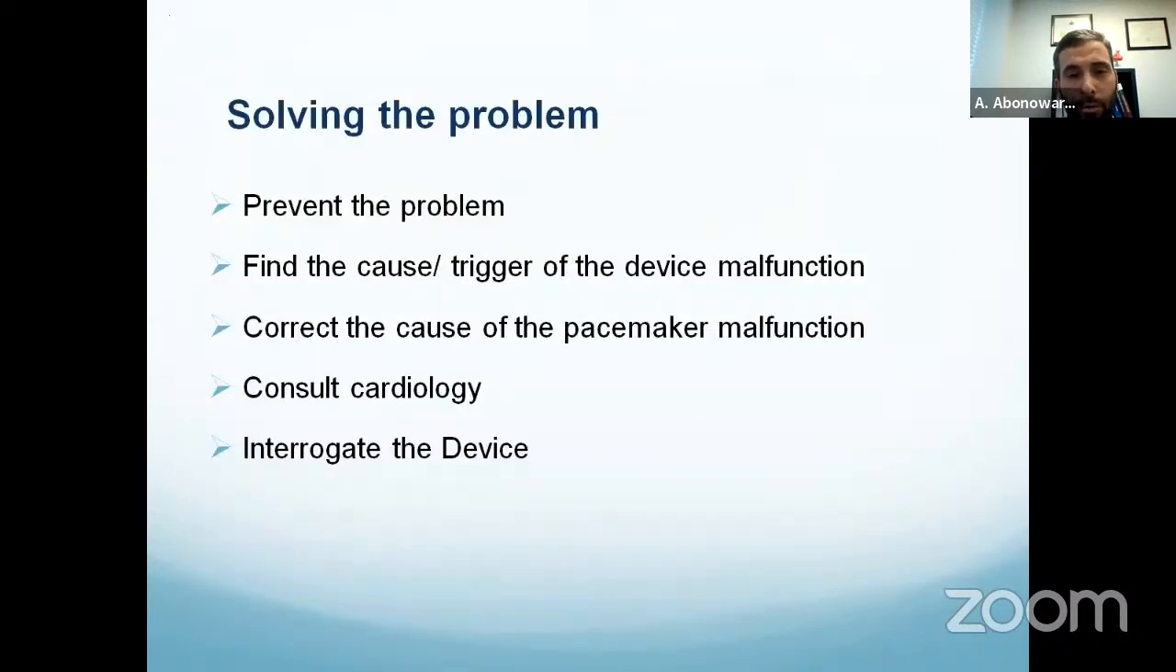Again, to remind you, if you have a problem with the pacemaker or suspect one, number one, prevent the problem. Do your best to prevent the problem with the implantation and everything, and take all the precautions to prevent any complications during implantation. Number two, find the cause of the problem. Is it the device, is it an artifact, or something else? Correct the cause of the problem, if it's a lead or anything that has to be repositioned, and then consult. Obviously, this is for the emergency department: if it's not possible to do anything or you think it's beyond your scope, always consult with cardiology. Interrogation of the pacemaker and use of the magnet is very important.